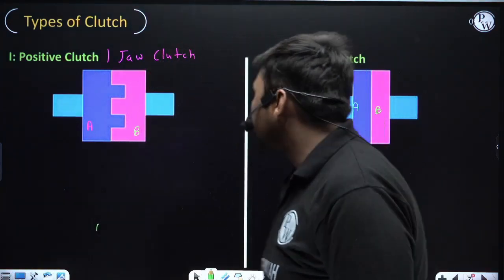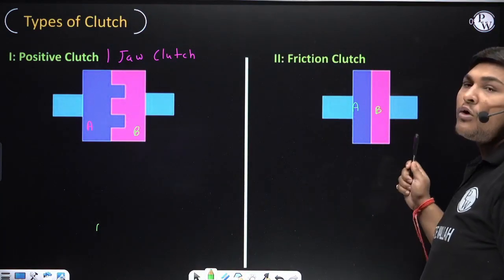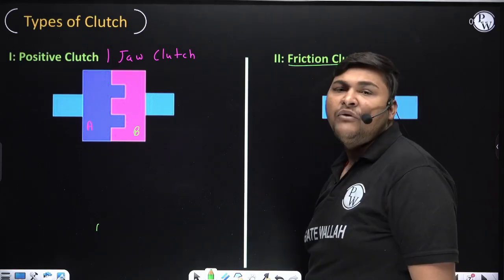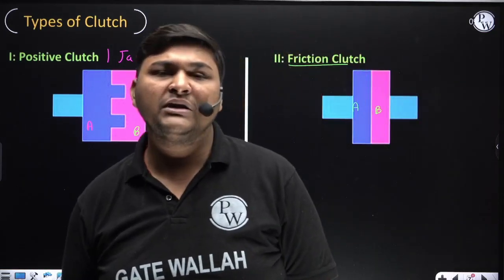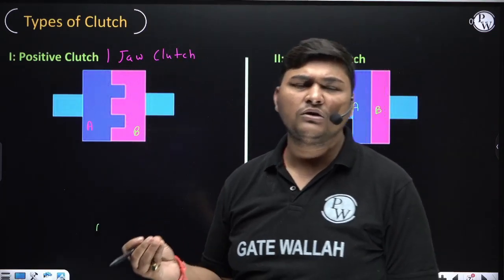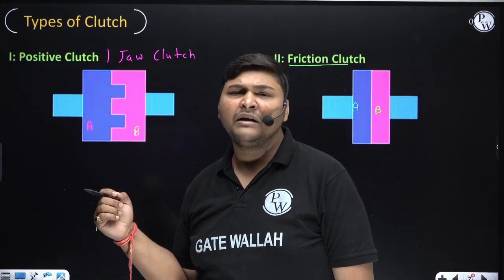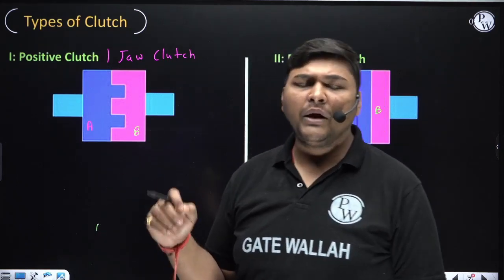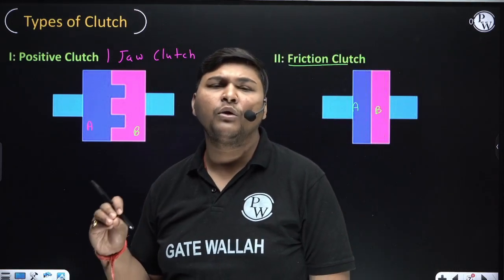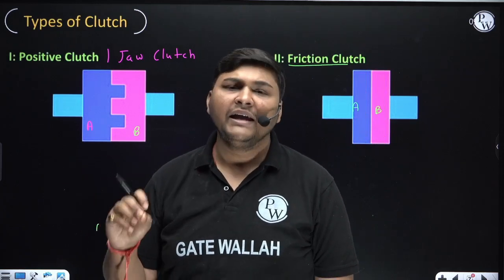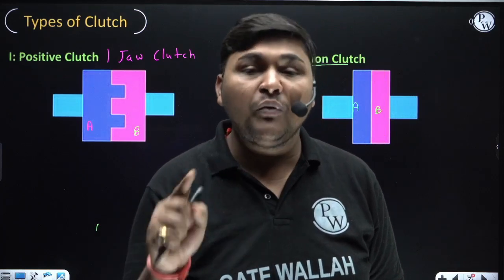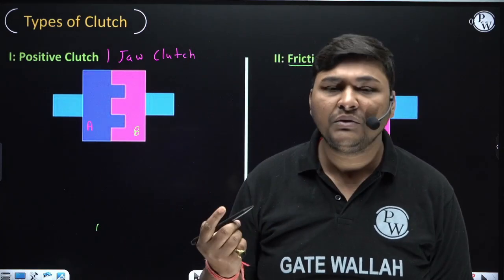Here, to transmit the power or torque from input to output shaft, we are using friction. That's why it is known as friction clutch. And whenever we are using friction to transmit power, torque or motion, as you already studied in engineering mechanics and theory of machines, and as we discuss here in machine design, whenever we are using friction to transmit power or torque or motion from one system to another, like input to output, there will be chances of slip. Because whenever friction is present, there will always be chances of slip.